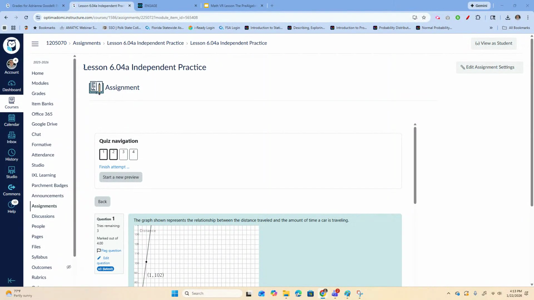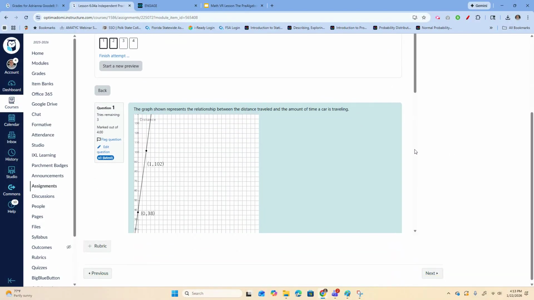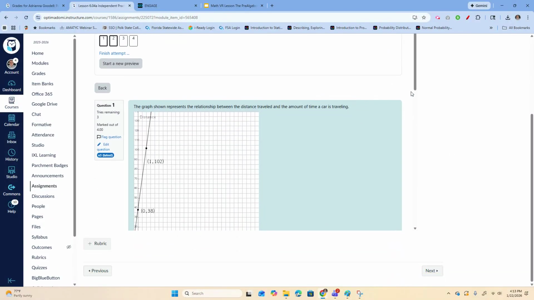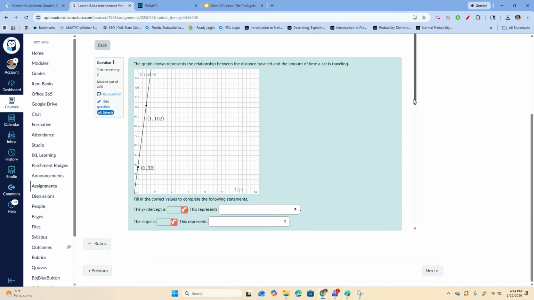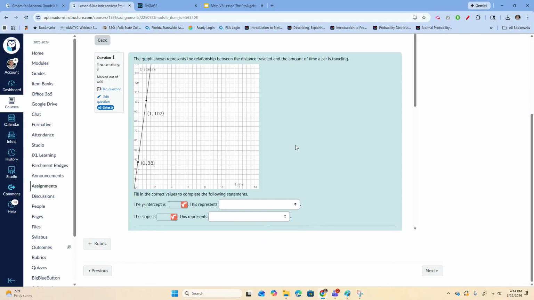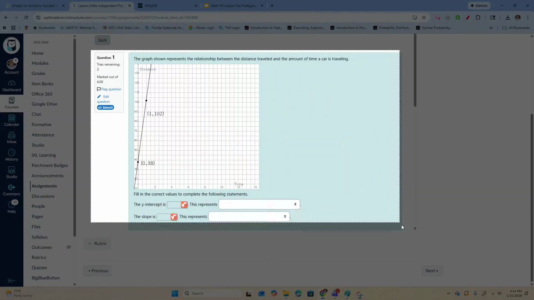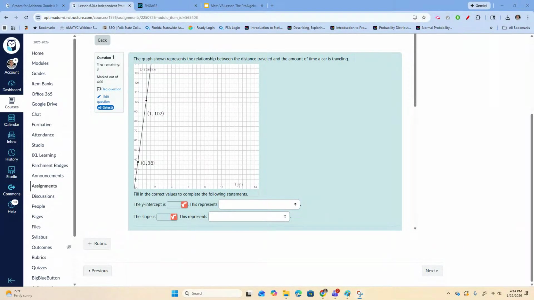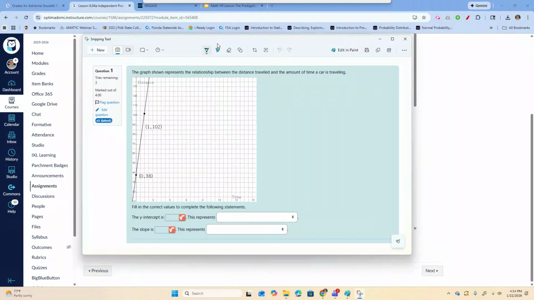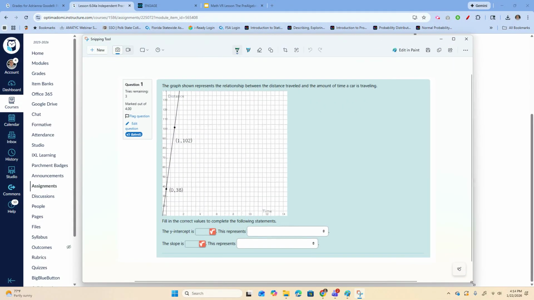All right, here's the video for lesson 6.04a, independent practice. In this lesson, basically, we're going to take everything that we learned in the previous week, y = mx + b, the equation of a line. We're going to see how this is used in real life. We're going to make interpretation of the slope, and we're going to make interpretation of the y-intercept.